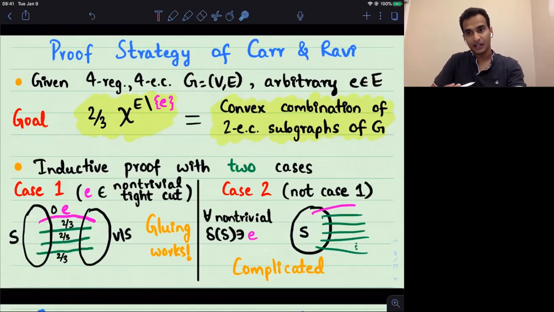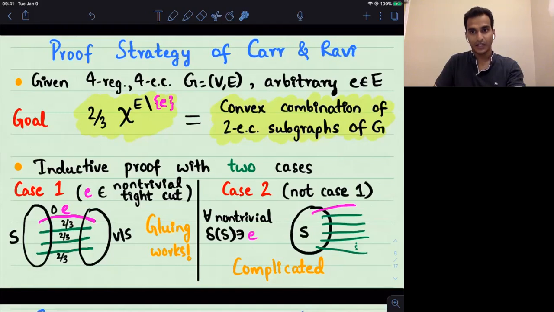You can also see that it is easy to lift the solution back to the original graph simply because the total mass crossing the cut is exactly 2. And because we are working with 2 edge-connected subgraphs, there is always a consistent way of gluing solutions that come from each of the smaller subinstances.